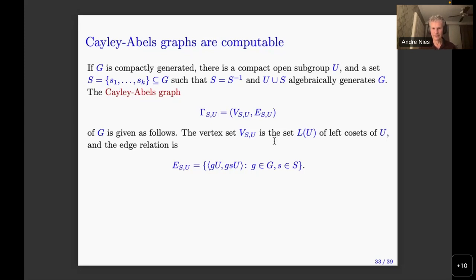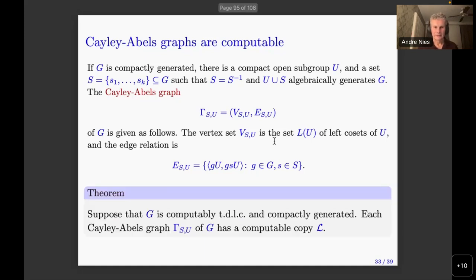So that's a very important object, and they're all quasi-isometric, as one learns by looking at the literature. From the fact that the meet point is computable, we can show that any Cayley-Abels graph has a computable copy. So the Cayley-Abels graph is computable always. And in fact, different versions are computably quasi-isometric. So that's all nice to know.